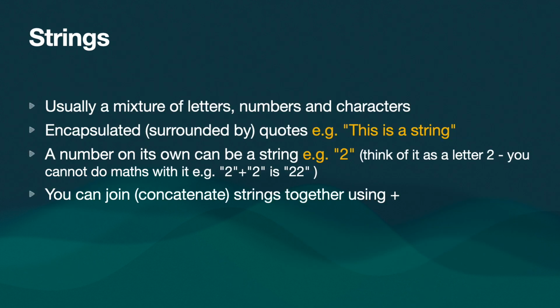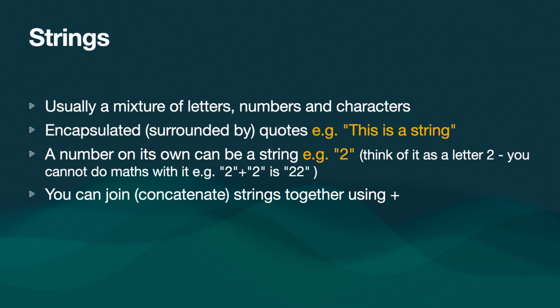Strings are one of the most common and simple forms of data within any language. Strings are just a combination of letters, numbers, spaces, punctuation, whatever it is that you're doing. When you are programming, if you're writing a string, it needs to be encapsulated, surrounded by speech marks for it to be used. And actually, numbers can be strings. If you put a number surrounded by those speech marks to make it into a string, you have to think of it as a letter 2 rather than a number 2.